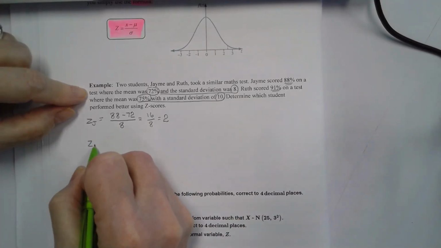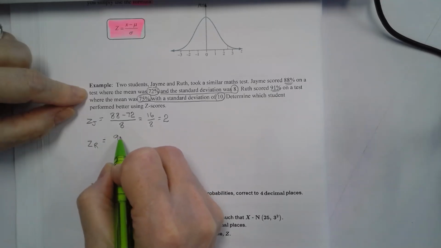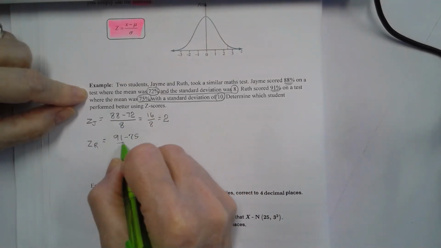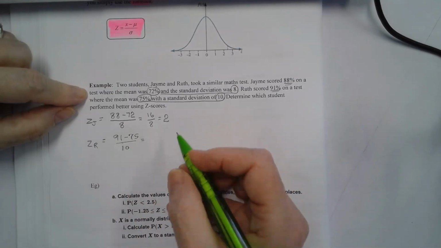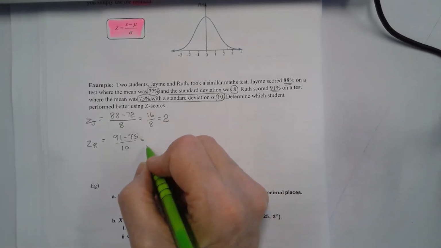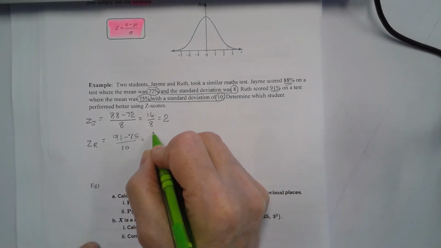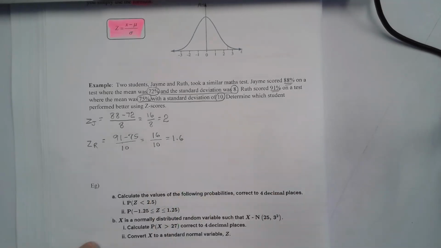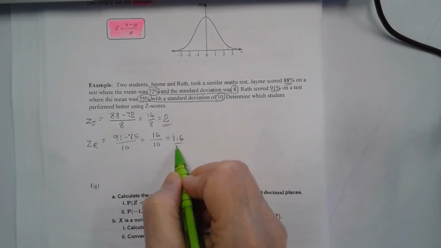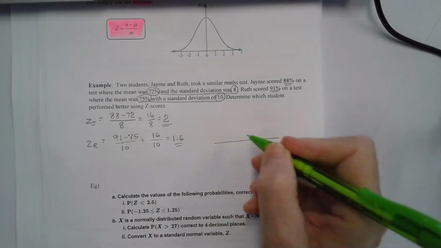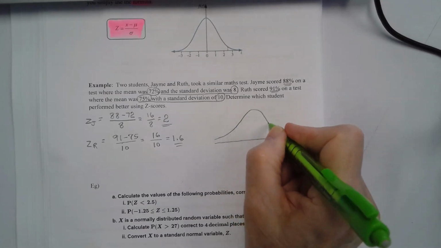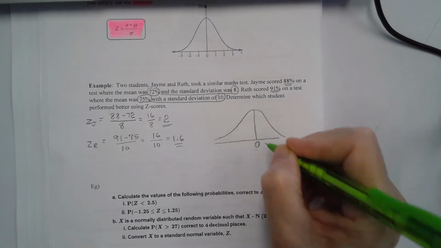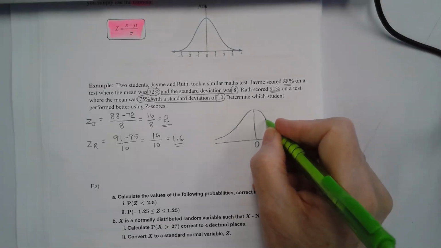If we do Ruthie's score, she got 91. The mean was 75 and the standard deviation was 10. So that's still 16, but over 10, so it's 1.6. All right? So these themselves are the z-scores. This is what we're talking about. So we've standardized these now. The standardized score has a mean of 0 and a standard deviation of 1.